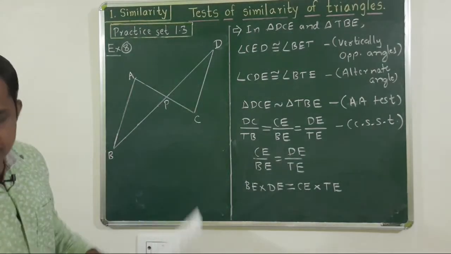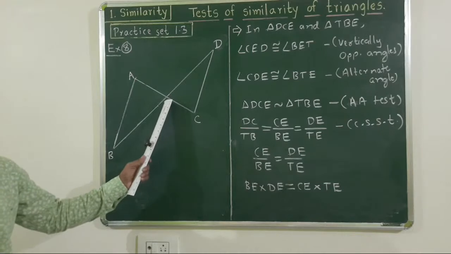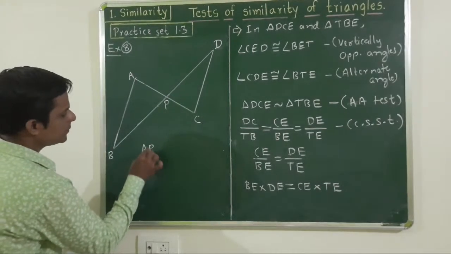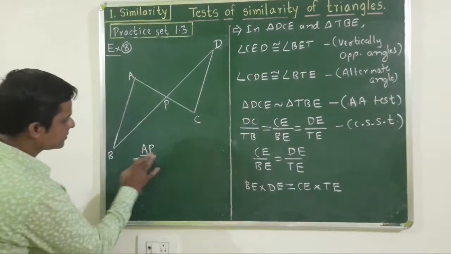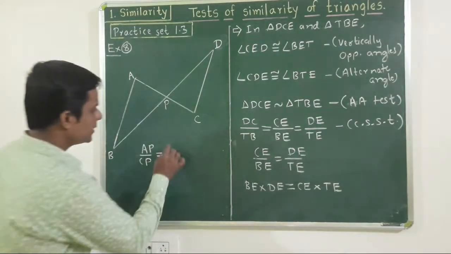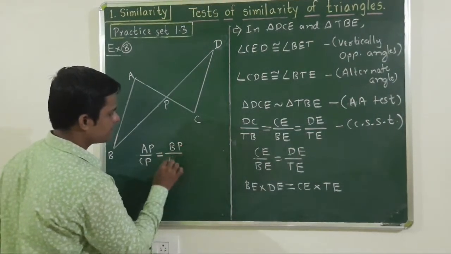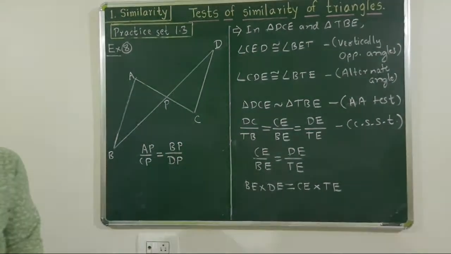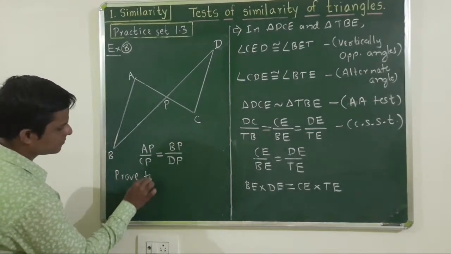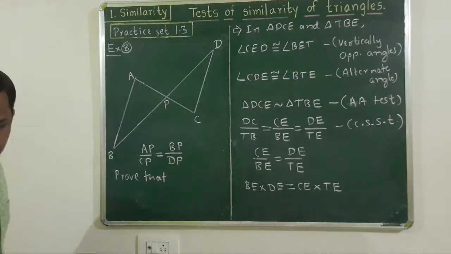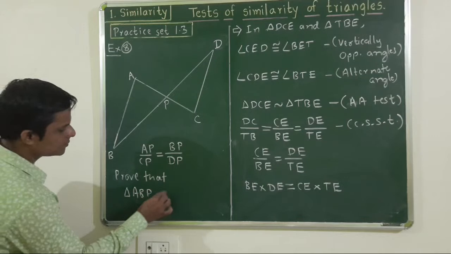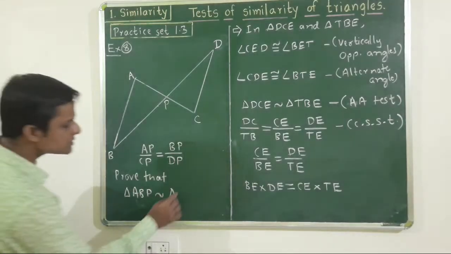Segments AC and BD intersect each other at point P, and one piece of information is given: AP upon CP is equal to BP upon DP. Prove that triangle ABP is similar to triangle CDP.